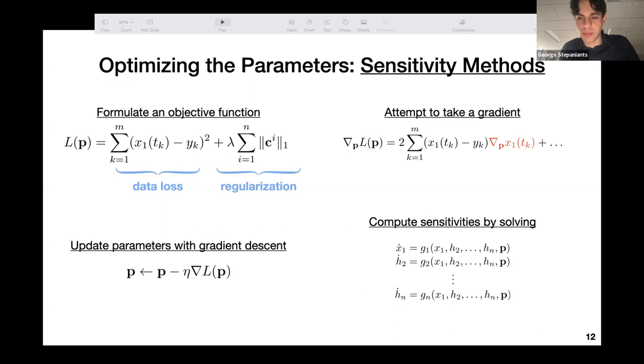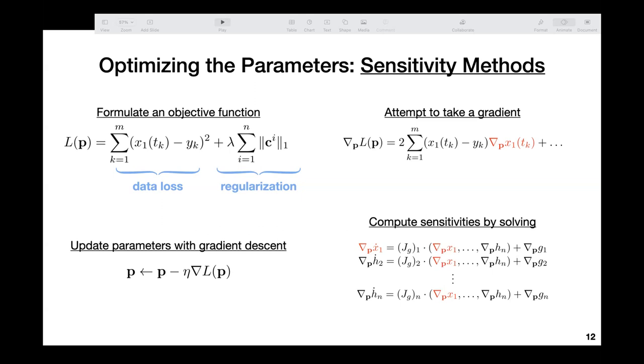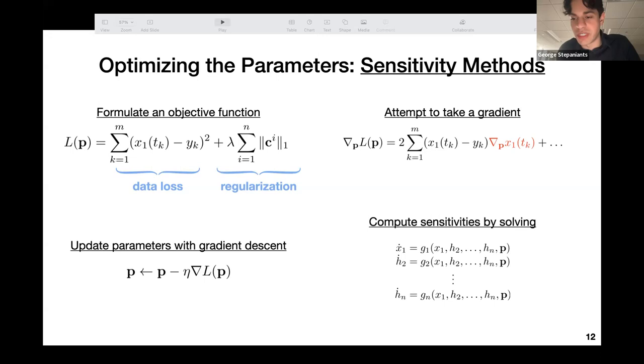Yeah, so essentially the sensitivity method that I've written out here, it takes your original system and it appends to it this n times p system of gradients. So actually every time that you're computing the gradient of x1 with respect to p, you're re-simulating your original differential equation with the current parameters that you're optimizing.